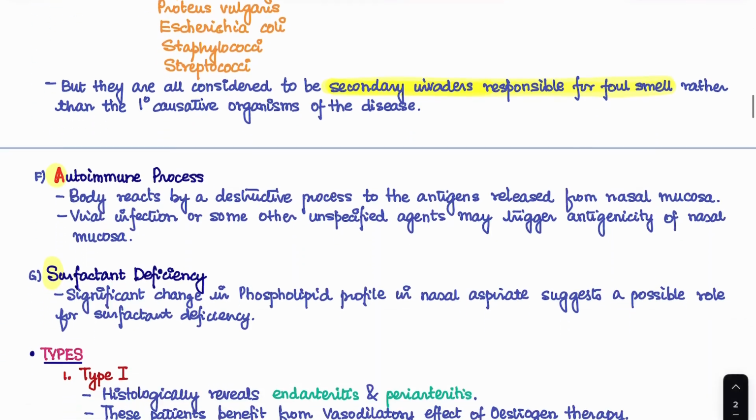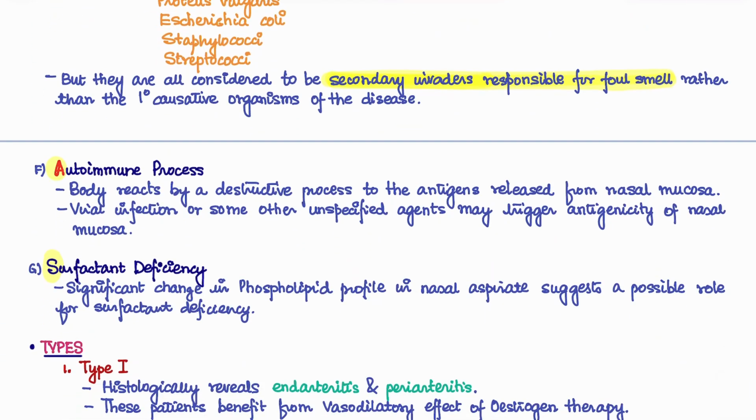Next, we move on to autoimmune, the sixth theory that is possible here. Here, what happens is a viral infection or some other unspecified agent triggers the nasal mucosal antigenicity. And the body reacts to these antigens released from the nasal mucosa by a destructive process, hence leading to atrophy of the nasal mucosa and turbinate bones, and hence the development of atrophic rhinitis.